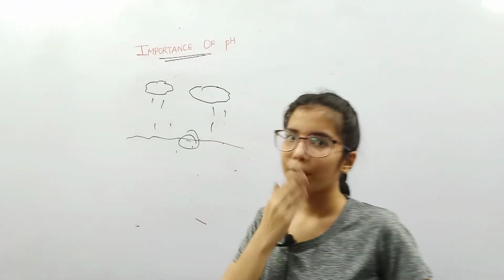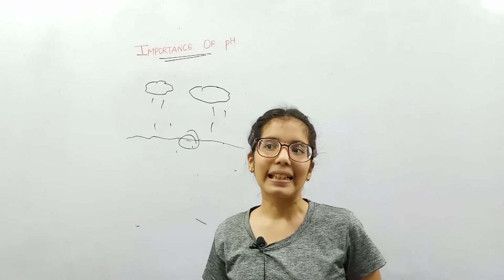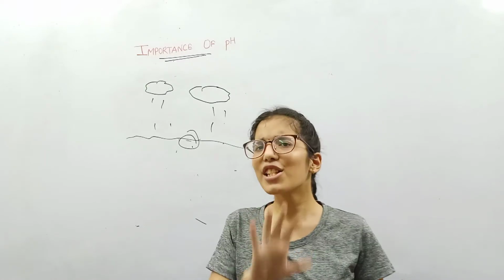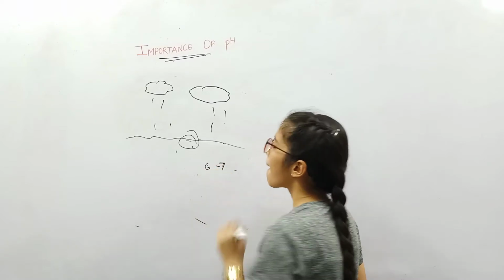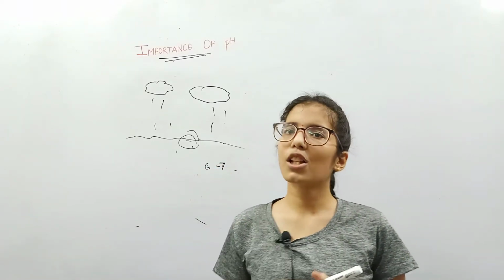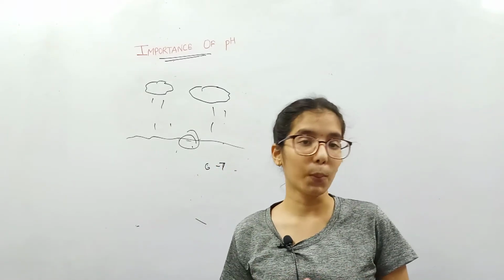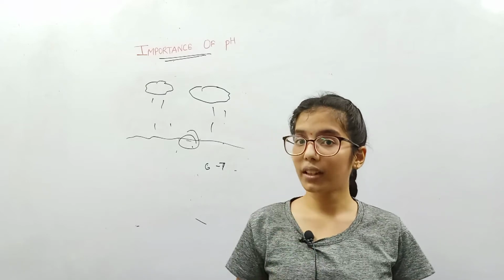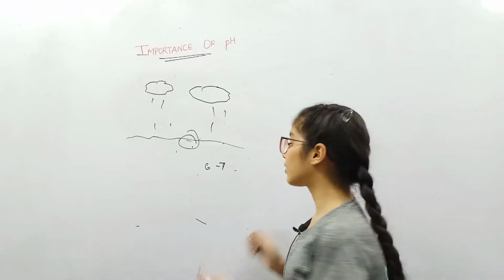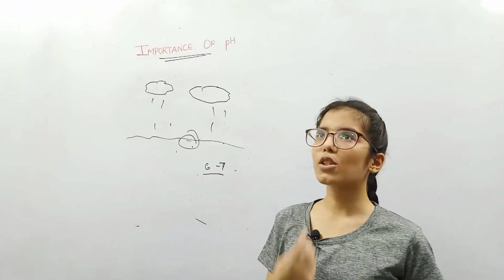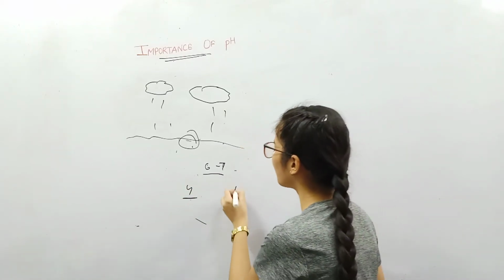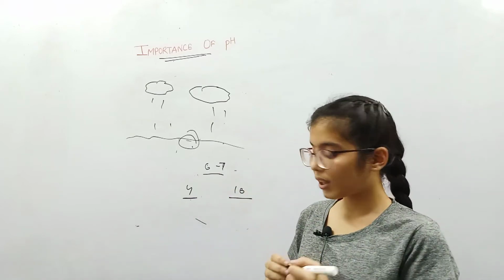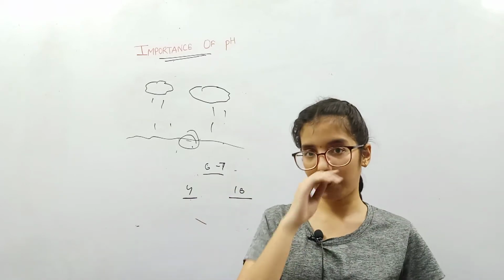pH of soil. How is pH related to soil? Actually, soil pH is usually about 6 to 7. But sometimes the soil becomes too acidic or too basic. Plants prefer this type of soil. But think if the soil pH is 4, then it would be acidic, or if it is 10, then it would be basic. This type of soil is not suitable for plants.